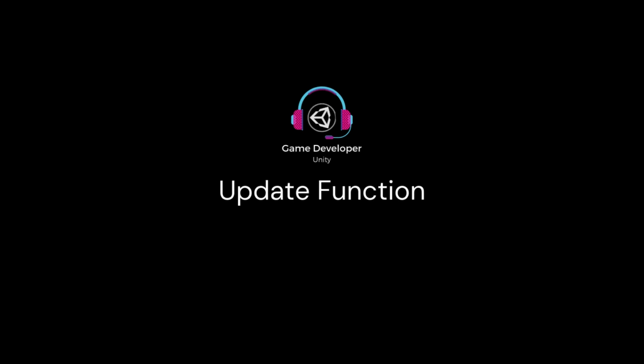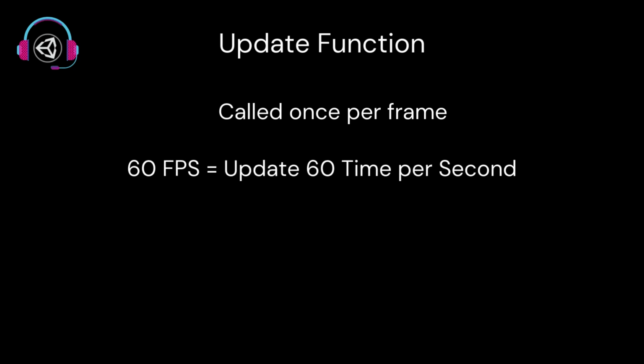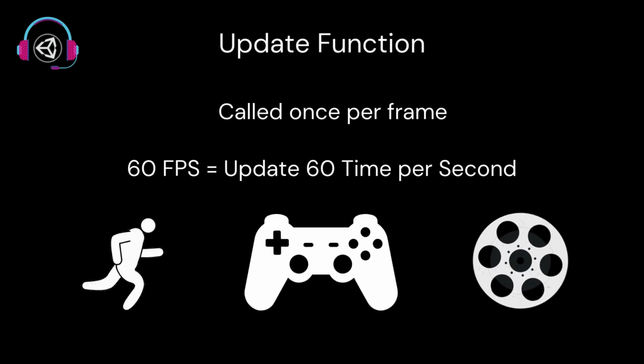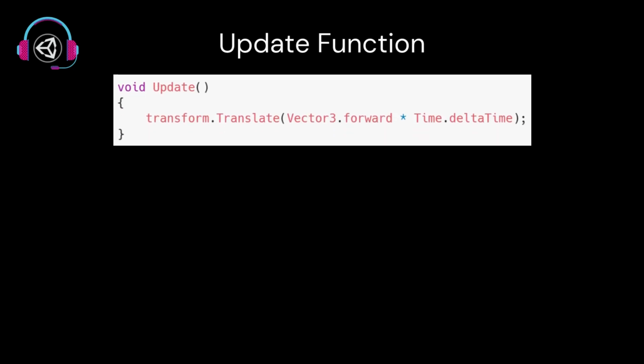Update function. First up, let's talk about Update. This method is called once per frame, meaning it runs as fast as your frame rate. If your game is running at 60 frames per second, Update will run 60 times every second. It's ideal for tasks that depend on the frame rate, like moving characters, handling input, or updating animations. For example, here's a script that moves a cube using Update.